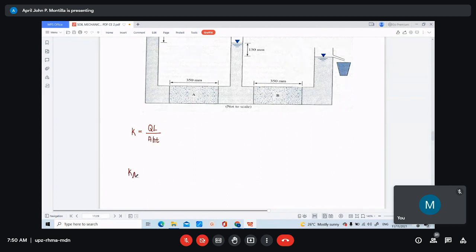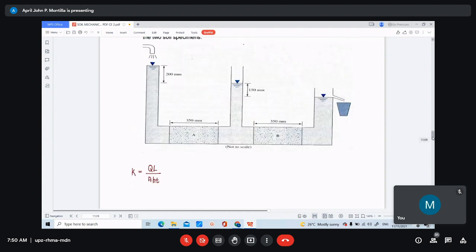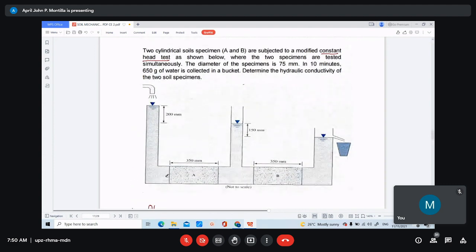Yung hydraulic conductivity for soil A muna yung isusolve natin. Do we have volume of water kay soil A? Wala pa. Ngayon, kung ano yung volume of water na nag-flow kay soil A, yun din yung volume of water na nag-flow kay soil B. At yun din mismo yung na-collect natin dito. Tama. Ang binigay, mass of water, 650 grams. Kailangan natin volume of water.